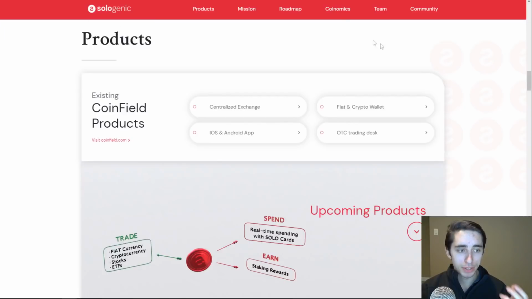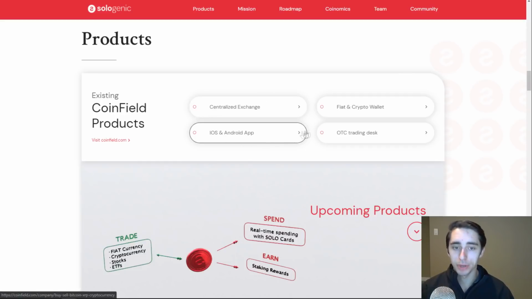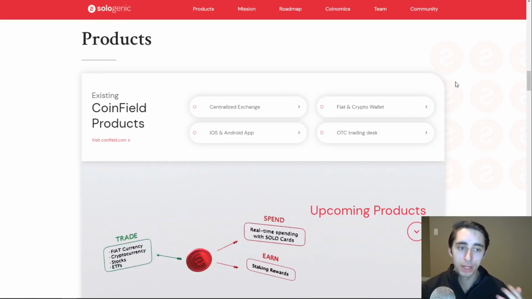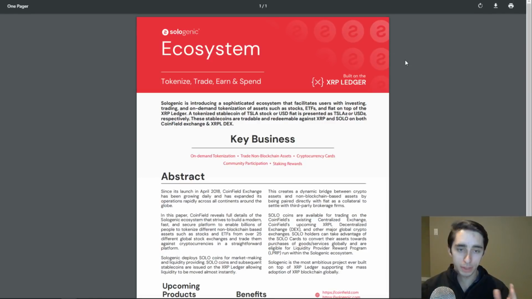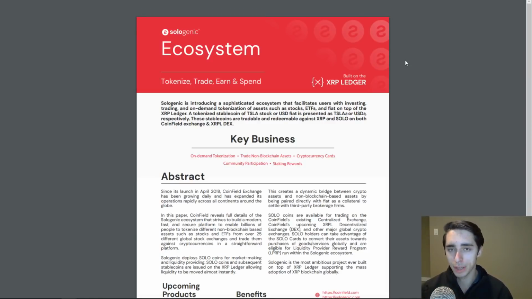So this is where Sologenic comes in, right? So right now, there's the existing projects of the centralized exchange, the iOS and Android app. There's the fiat and crypto wallet. This is again integrated directly into the centralized exchange in this case, and they also offer OTC services. But this is what basically Sologenic is aiming to achieve.